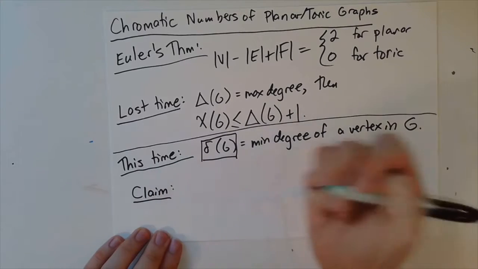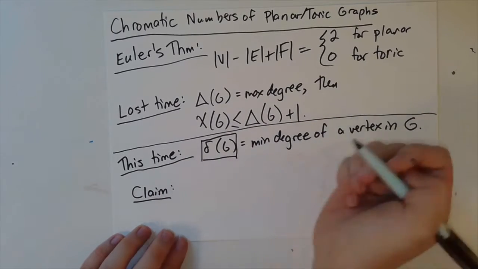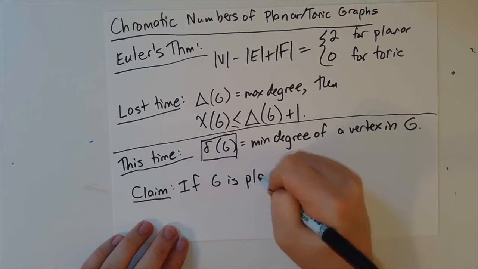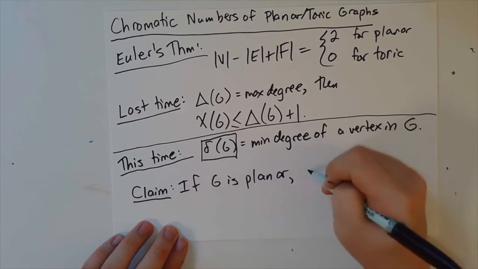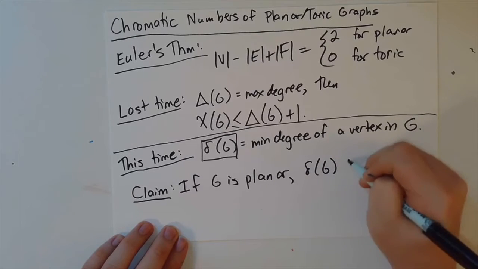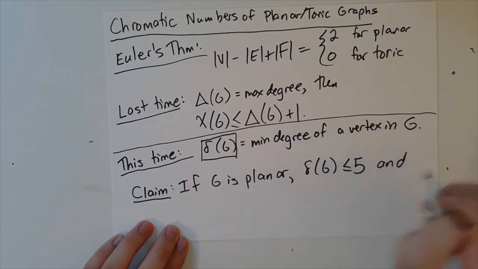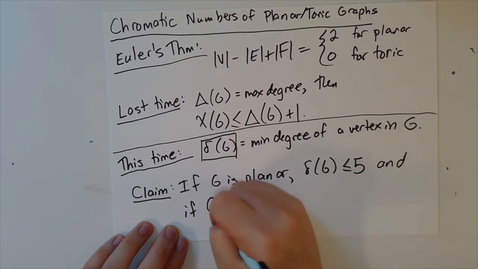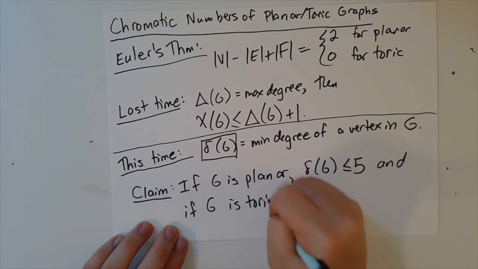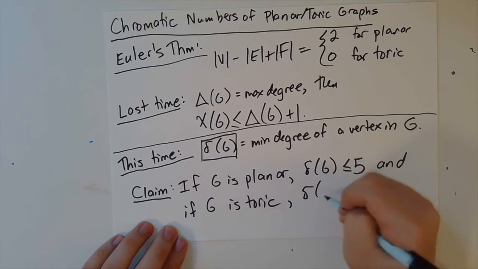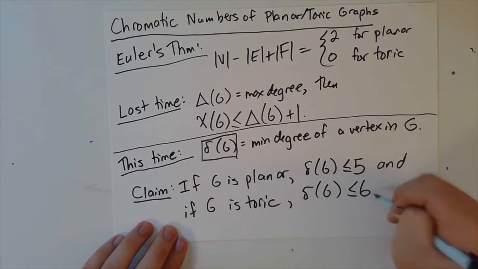If you want, this is going to be a lemma in our theorem, which is that if g is planar, then little delta of g is no bigger than 5. And if g is toric, that is, if you can embed it on the surface of a torus, delta of g is no larger than 6.